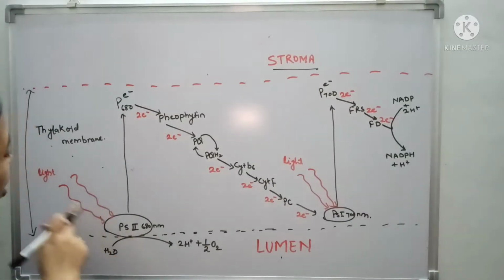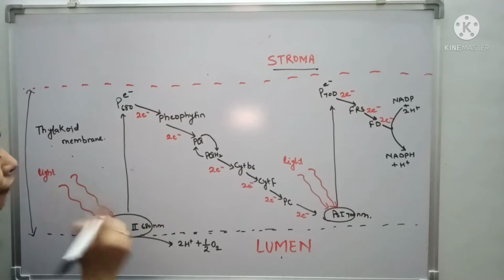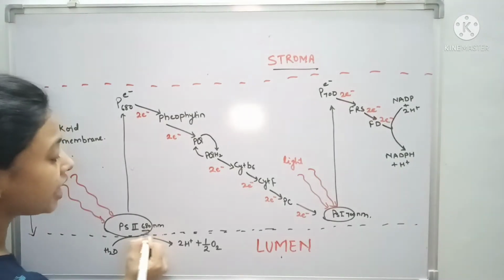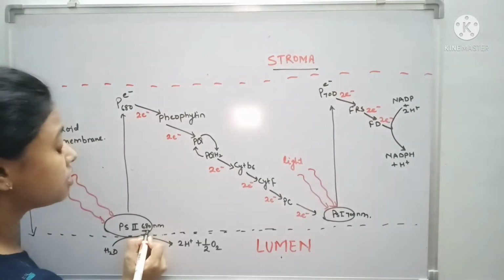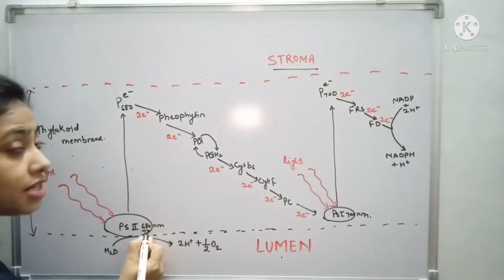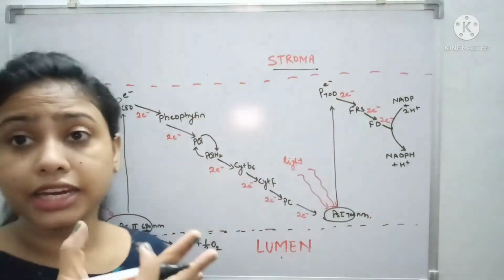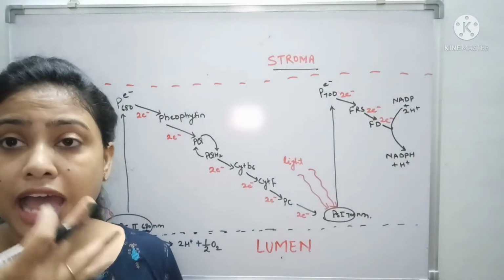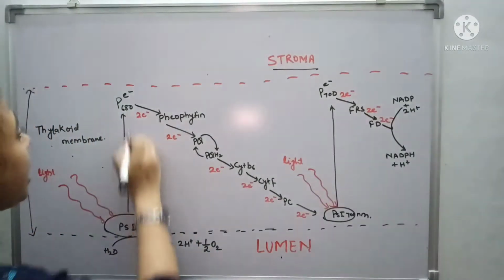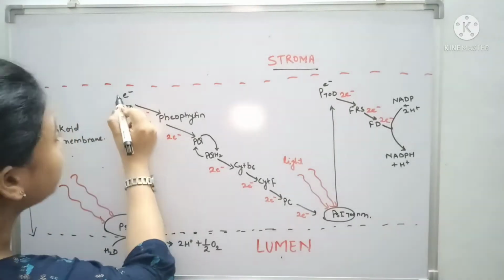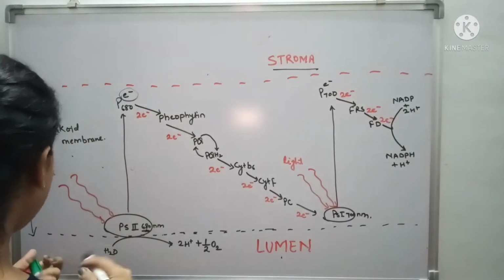This photosystem absorbs light and has maximum absorption at 680 nanometers in the red region. It absorbs the 680 nanometer wavelength, and it gets excited because it has energy, so it releases the electron.